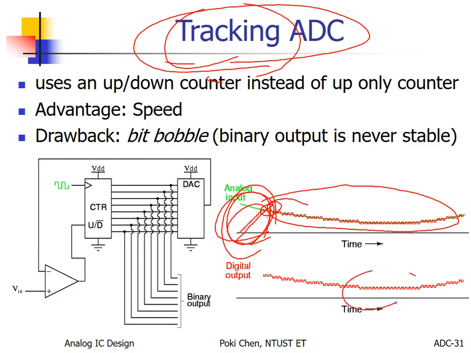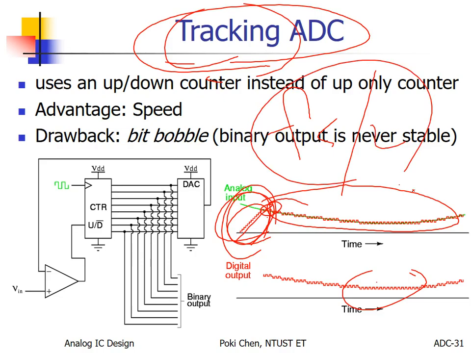The problem is here. If your input is fixed, you have a DC input. ADC needs to operate from DC, I mean for your input signal, it can range from DC to Fs by 2. That's it.